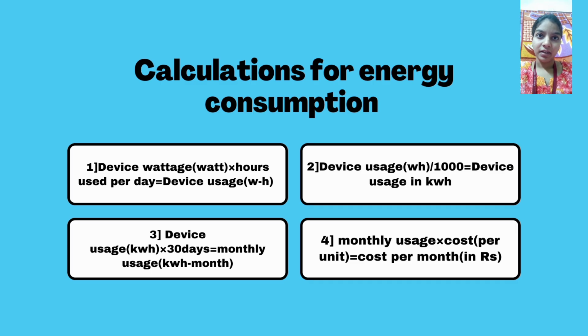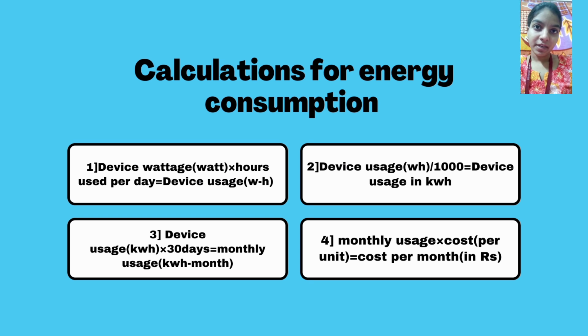And the third step is device usage in kilowatt hours into 30 days. It gives monthly usage in kilowatt hours per month. Why 30 days? Because we want to calculate it for 1 month, right? So 30 days will give us the monthly usage for the device. Only one device I'm telling. Like that we have to calculate each and every device in our home and add everything so that we will get the total current bill.